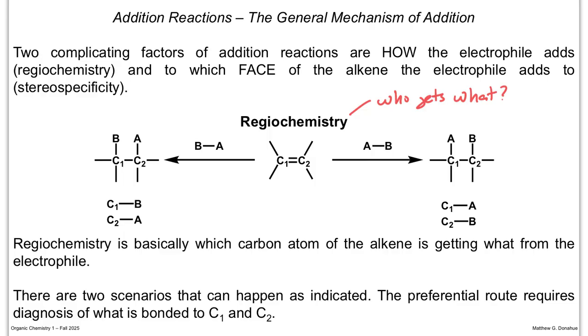So who gets what? One thing I can say about this: these things where I haven't shown substituents, just these bonds, these lines, play a role in determining how the electrophile adds to the alkene.